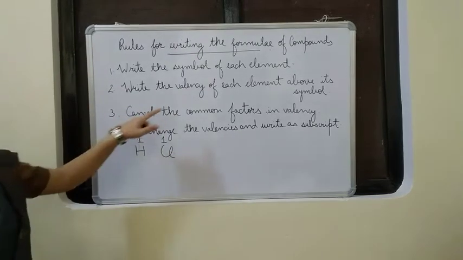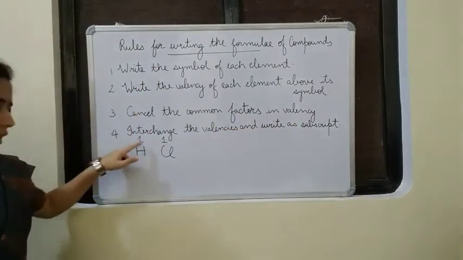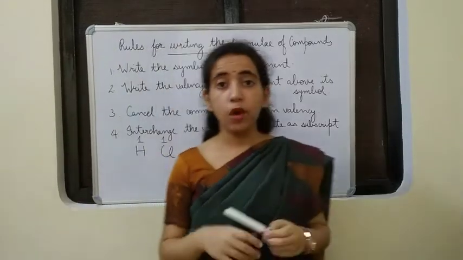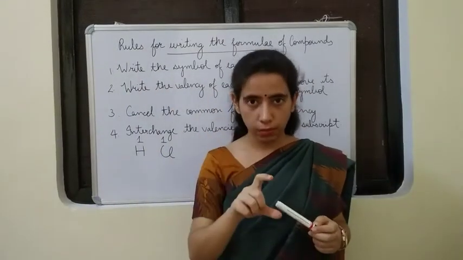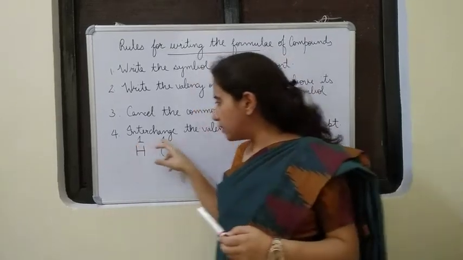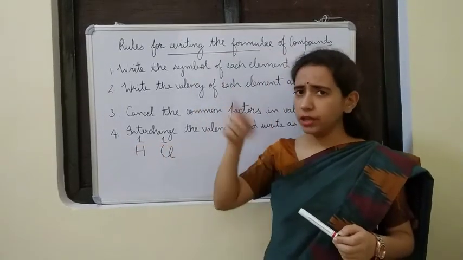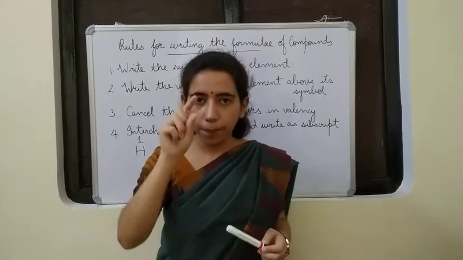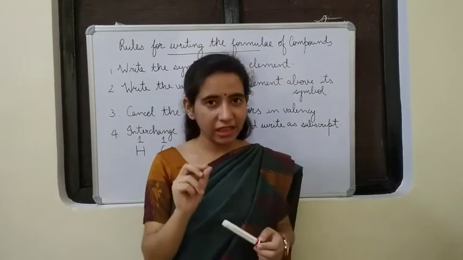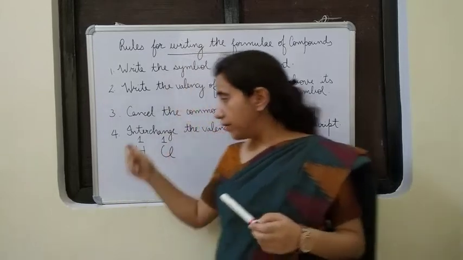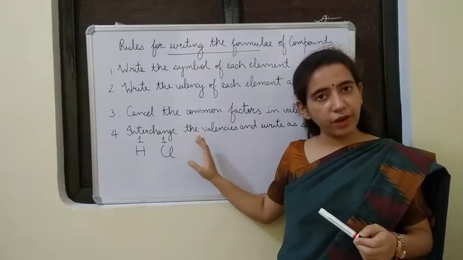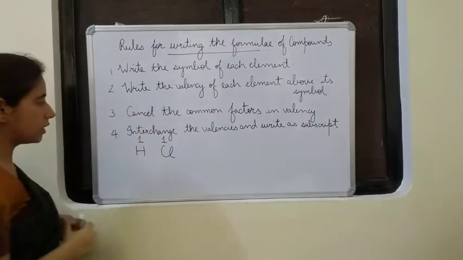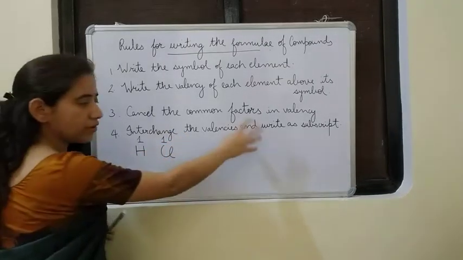Then cancel the common factors in valency. Is there a common factor here? Actually cancelling common factors means just like you have studied in maths. For a fraction you reduce it to the lowest term. The same way, if the valencies have got a common factor, then you can cancel it out. That means if they are divisible by a particular common number, you can take that number and cancel the valencies. Here we see they cannot be simplified anymore. Already they are in the simplest form, so we need not do that step. We cannot cancel anything.